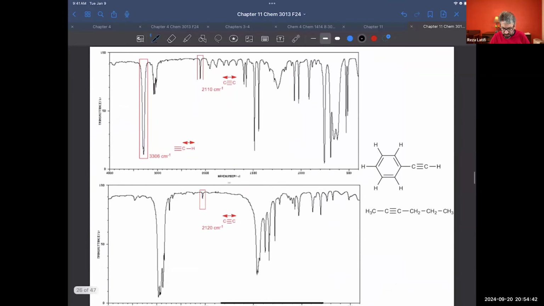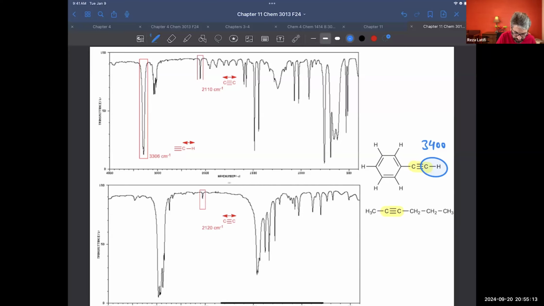We have two compounds, and both compounds have triple bonds. So let's highlight the triple bonds. One of them has a carbon with a CH bond, so it has a carbon that has an H attached to it. That means around 3400, I should see a CH peak.